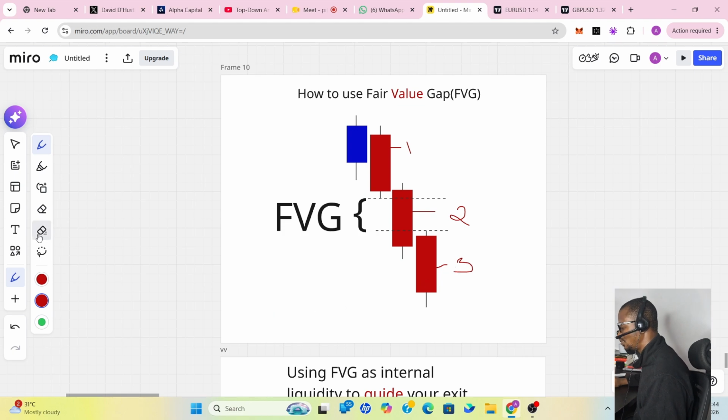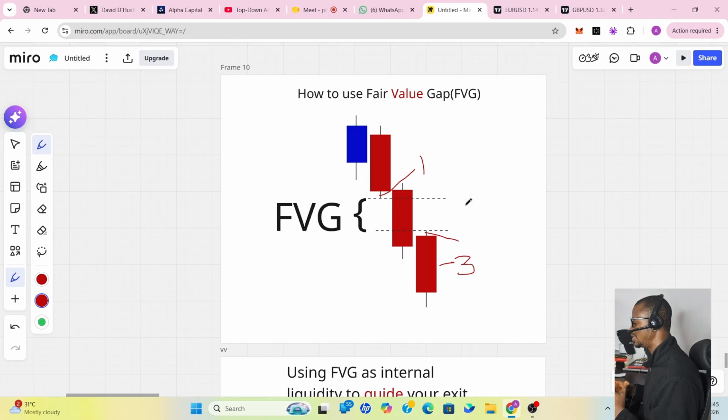So what can you see? Basically, for a fair value gap to be valid, the wick of the third candle and the wick of the first candle must not overlap. In any case, if they do not overlap, that means you have a fair value gap right here, and that is key. That is what I marked for you right here.